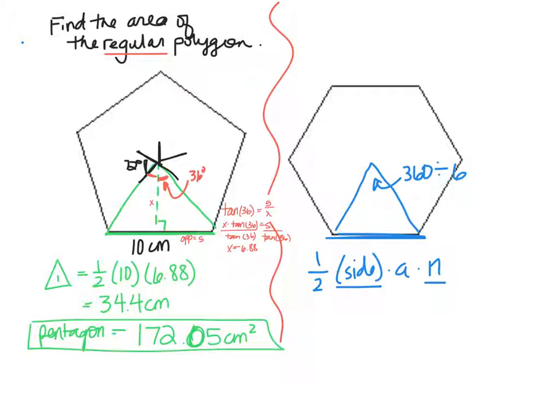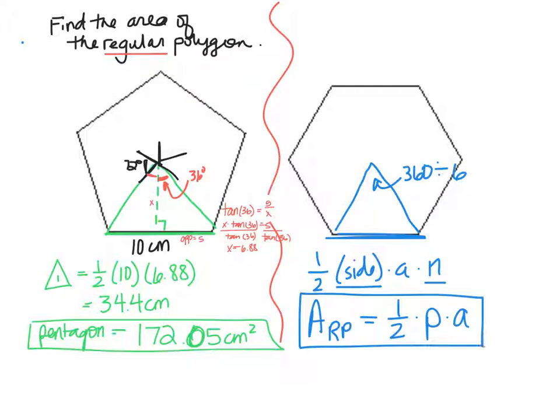So the formula that you're going to see most often is that the area of a regular polygon is going to be equal to 1/2 times the perimeter times the apothem. All right, because side times n is going to give you the perimeter. So if you ever see that anywhere, I just don't want you to be surprised about what that stands for.